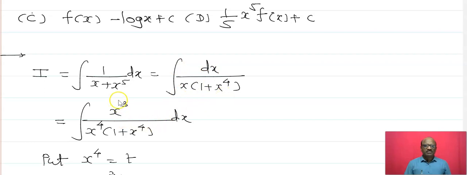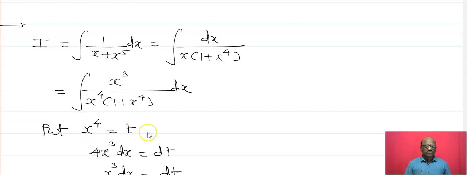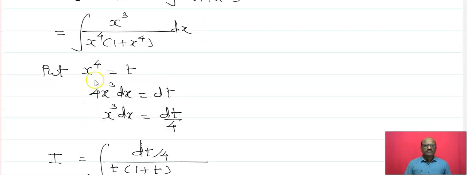Now multiply the numerator and the denominator by x raised to 3. After multiplying, that is, x raised to 3 into dx upon x into x raised to 3, that will become x raised to 4 into in bracket (1 plus x raised to 4). Now substitute x raised to 4 is equal to t. You will solve this example by the method of substitution. What's the substitution? x raised to 4 is equal to t. Therefore 4x raised to 3 into dx is equal to dt.